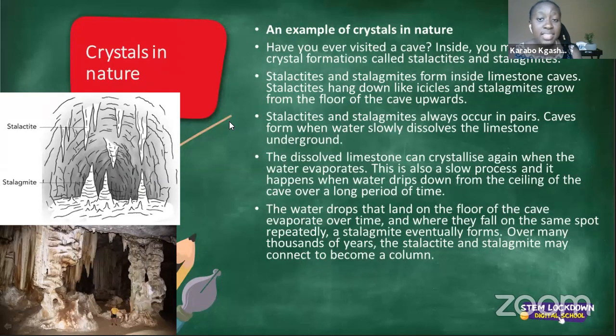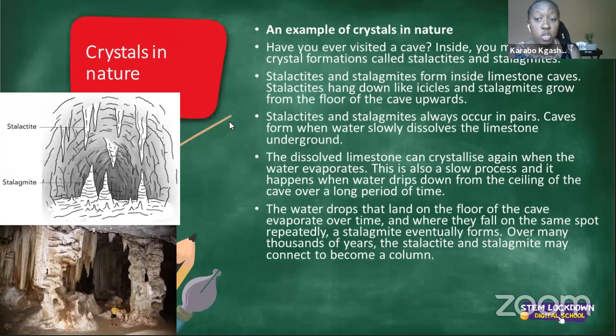Now, stalactites and stalagmites form inside limestone caves. Stalactites hang down like icicles and stalagmites grow from the floor of the cave upwards. All right, someone said Sterkfontein caves, you're 100% correct. Now, stalactites and stalagmites always occur in pairs. Caves form when water slowly dissolves the limestone underground. The dissolved limestone can crystallize again when the water evaporates.